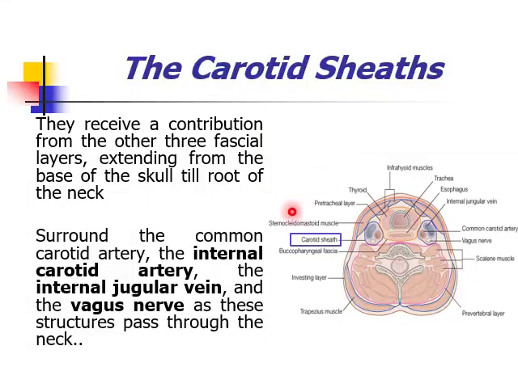The fourth layer of fascia, considered to be part of the deep fascia of the neck, is called the carotid sheath. The carotid sheath is a condensation of the deep fascia of the neck surrounding particular structures. They receive a contribution from the other three fascial layers extending from the base of the skull till the roots of the neck. It's cylindrical in shape, surrounding the common carotid artery, internal carotid, internal jugular, and the vagus nerve. They all are contents within this carotid sheath, running from the base of the skull till the root of the neck downward.